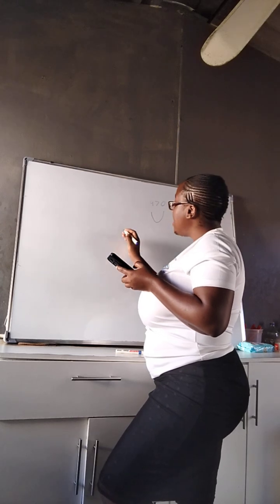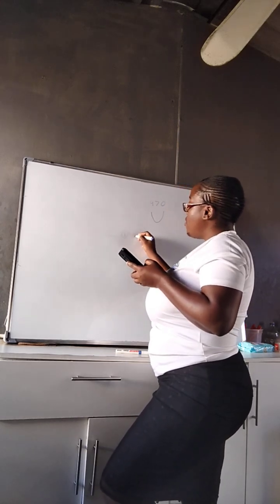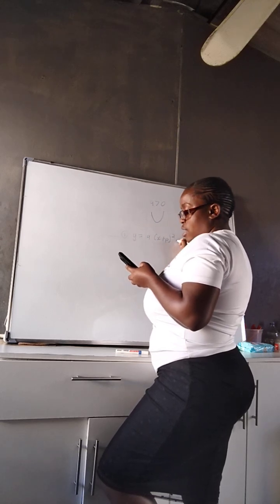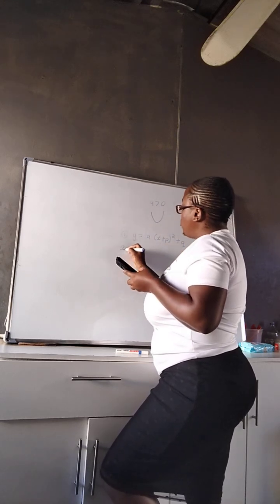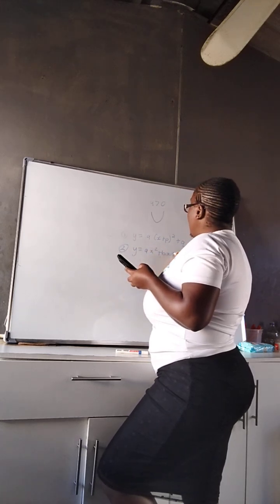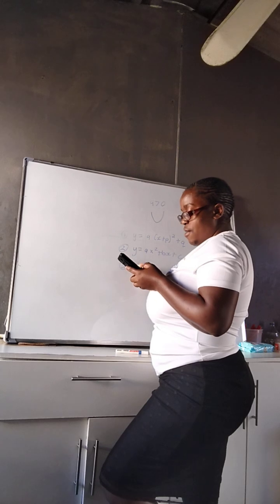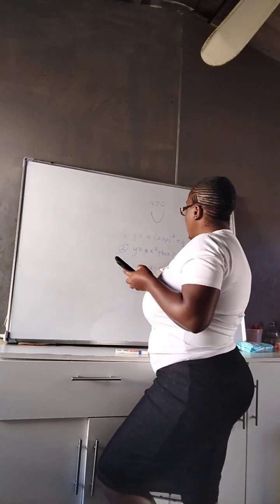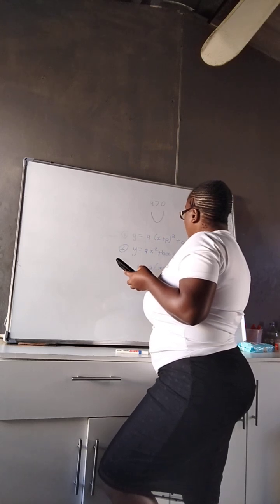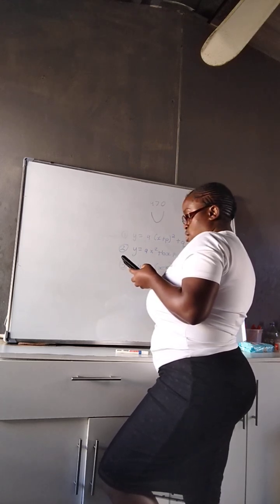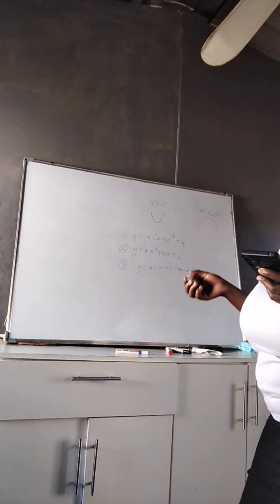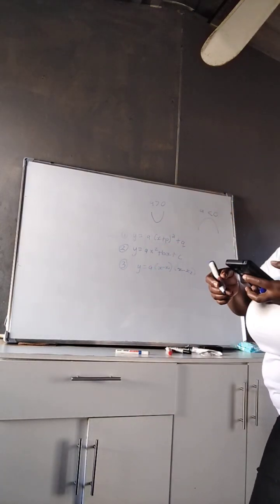So the defining equations, number one, we have y = a(x + p)² + q. Number two, y = ax² + bx + c. Number three, we have y = a(x − x1)(x − x2). So these are the three ways in which parabolic functions can be defined.